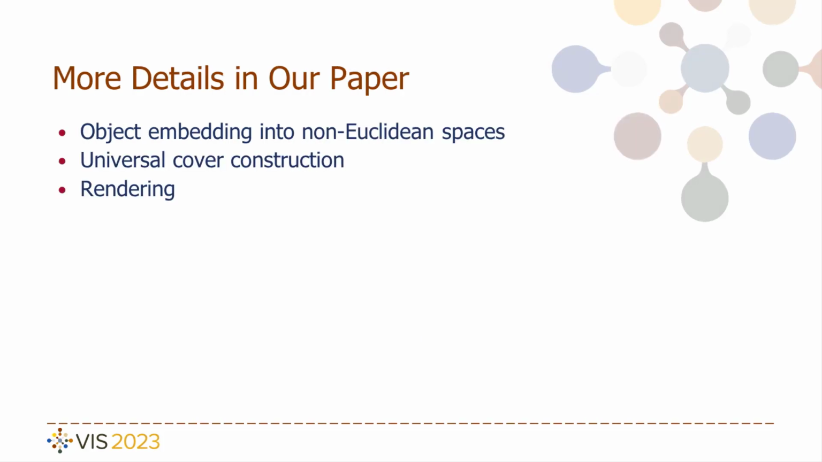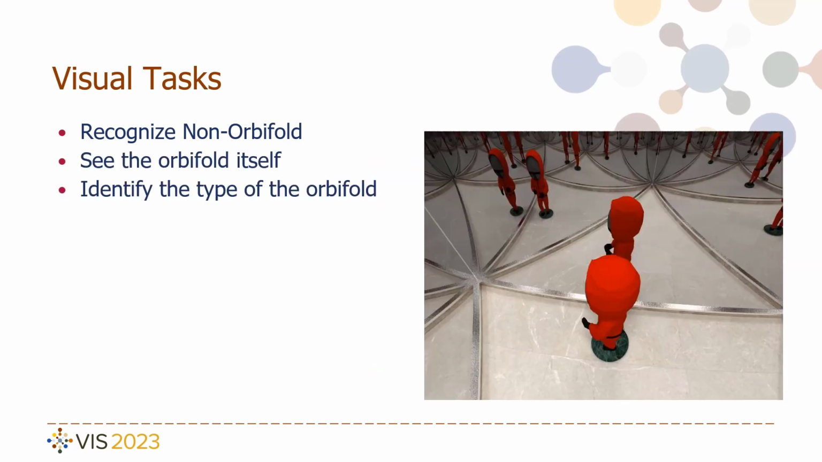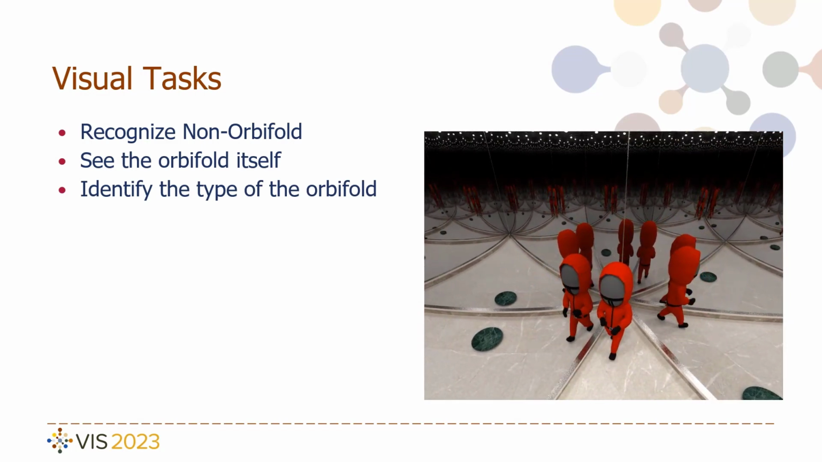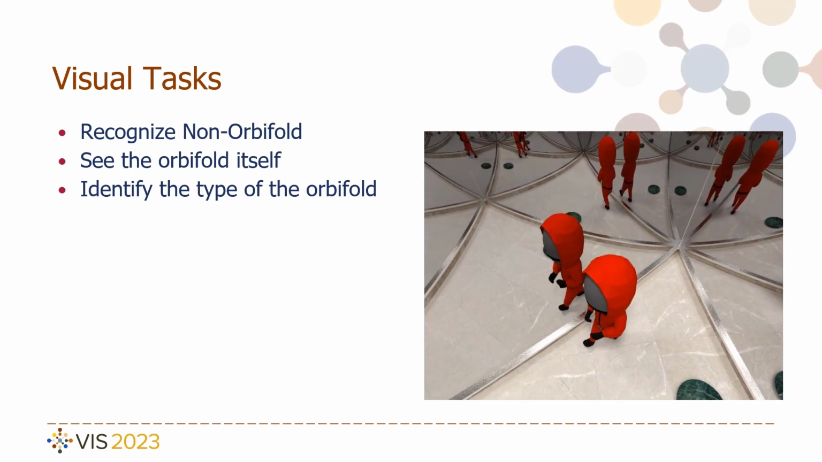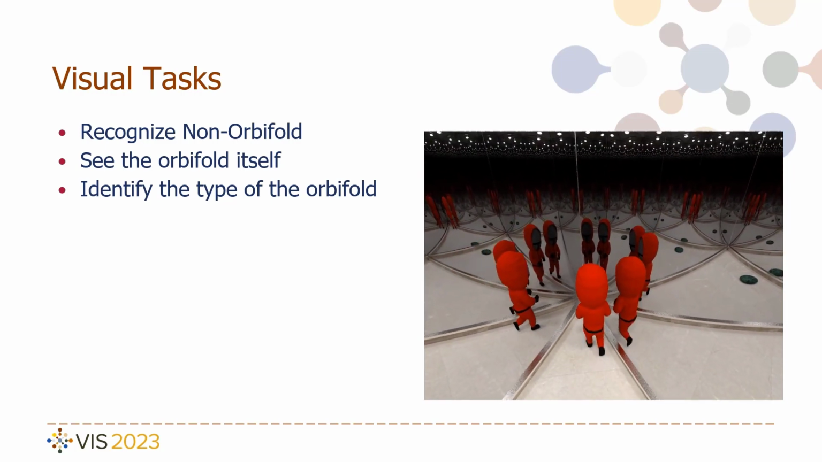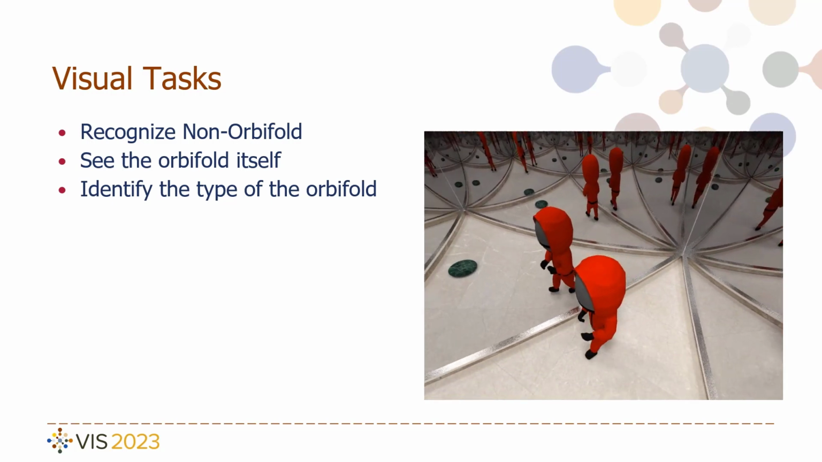The formulas for the edge length of the special pentagons are given in our paper. We also refer our audience to our paper for detail on our algorithms for object embedding into non-Euclidean spaces, universal cover construction, and rendering. Our design system and mirror-based metaphor can help the user recognize non-Orbifolds, see the Orbifold itself, identify the type of the Orbifold in terms of its Orbifold notation. For example, the second corner is 5, since there are 5 pairs of the red characters approaching the corner and then leaving the corner.